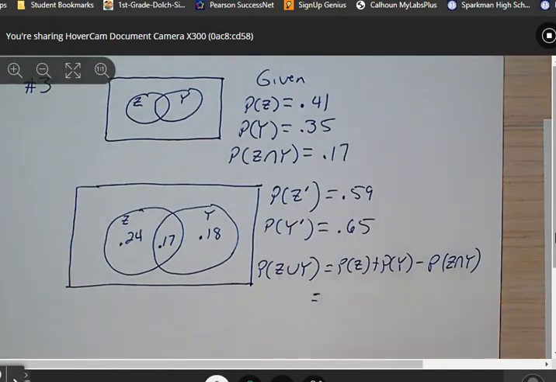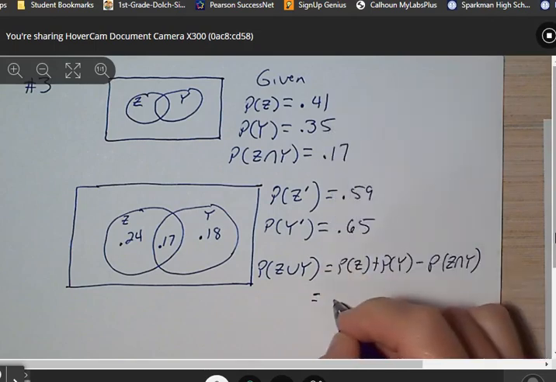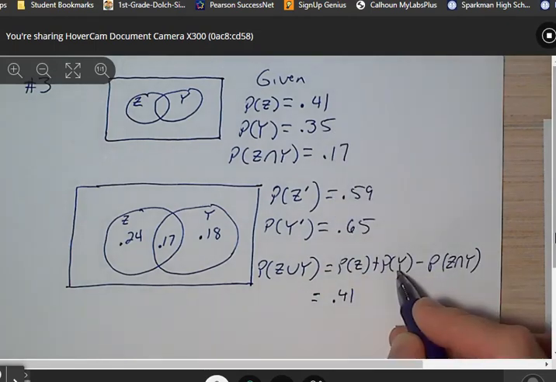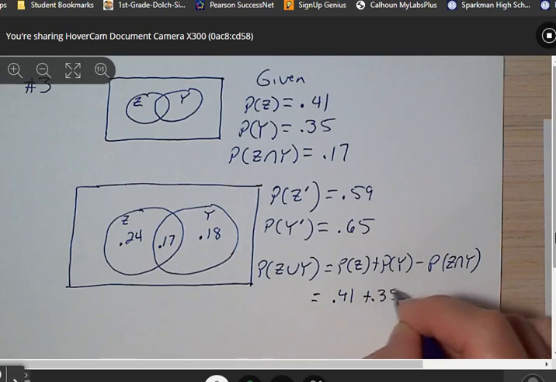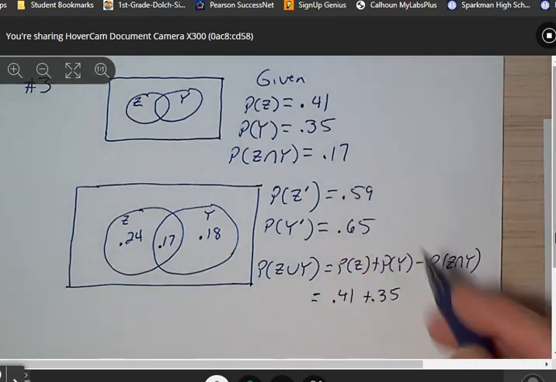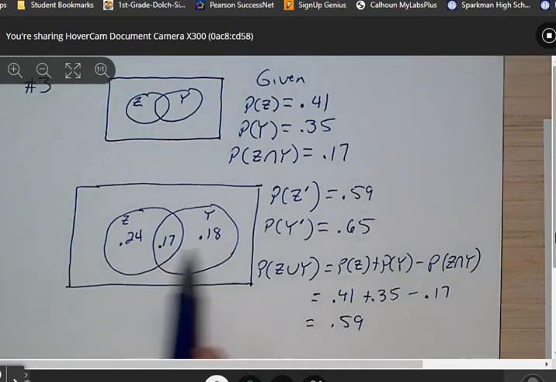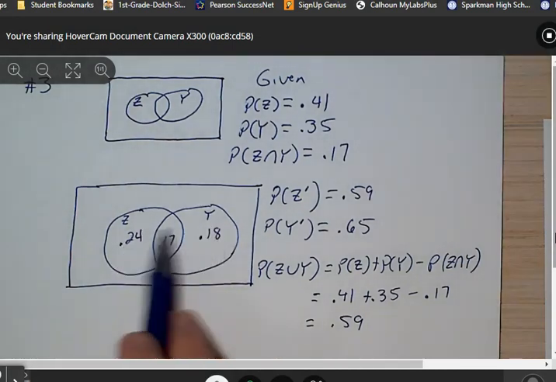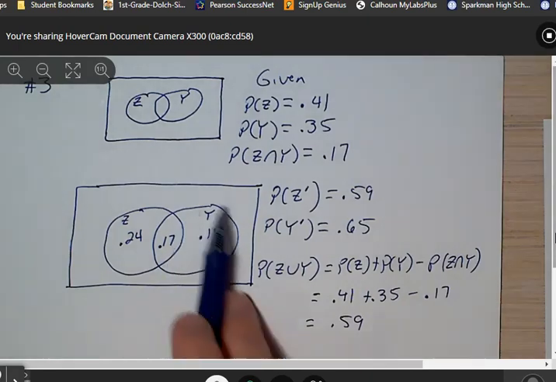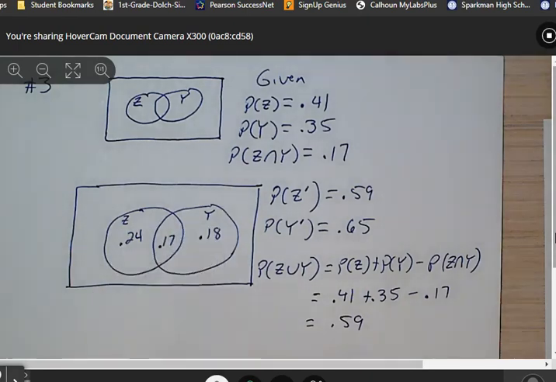So if we're trying to find this one, probability of Z is 0.41, probability of Y is 0.35, and then the intersection was 0.17. If we go ahead and do all that, that would be 0.59 for Z union Y. And you may say, couldn't we just go back through and add up all 3 of these pieces? Yeah, you could do the same thing, because this is anything inside these 2 circles, so you can also add up all 3 of those pieces and get the same answer.